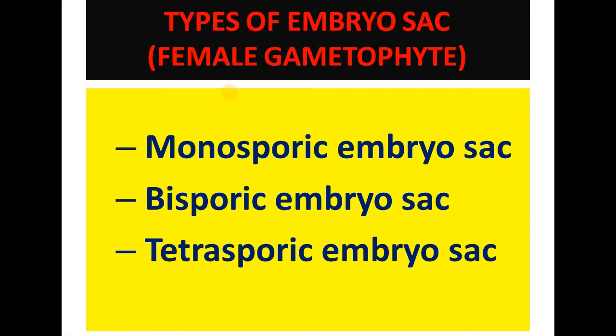In the last lecture, we discussed the embryo sac formation process, in which we studied the 8 nucleate and 7 celled structure of embryo sac, which was a normal type. Actually, 3 types are there: one is monosporic embryo sac, second is bisporic embryo sac, and third is tetrasporic embryo sac. So one by one, we will discuss all these 3 types.